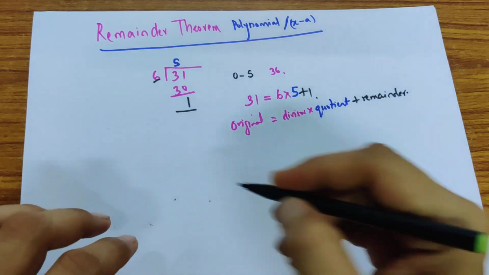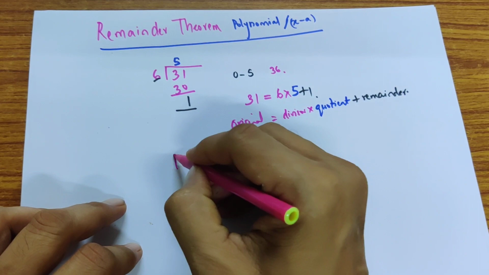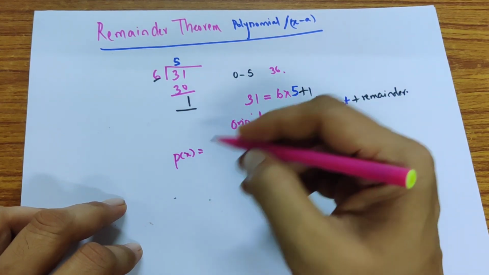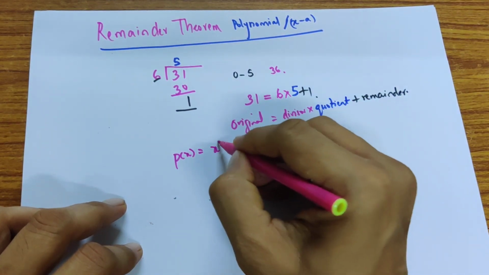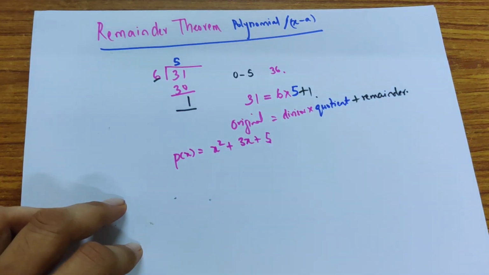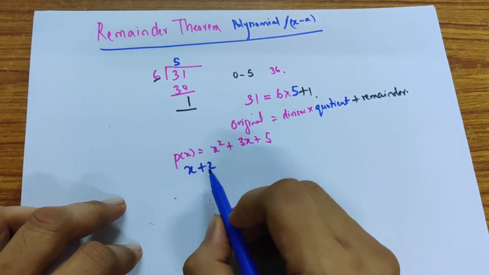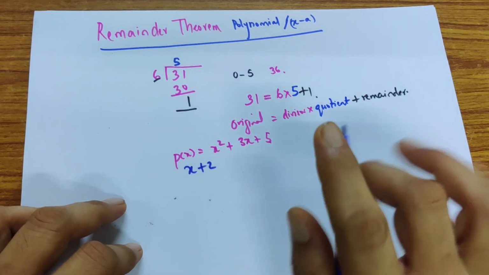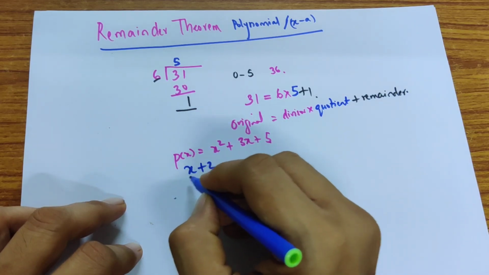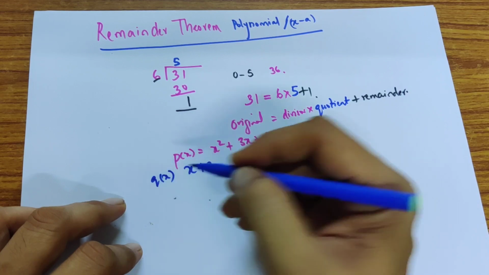If I take some p of x, I'm going to take a specific example and we'll work through this. Let's say I have x squared plus 3x plus 5, and I want to see what happens when I divide it by x plus 2. Remember here, the root of this is negative 2. I'm going to call this q of x.